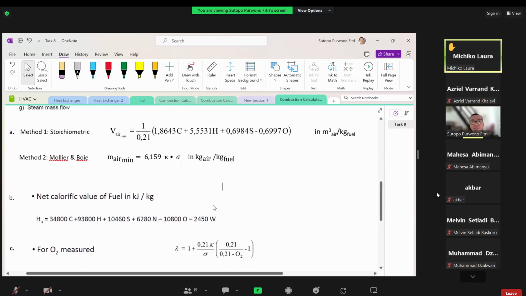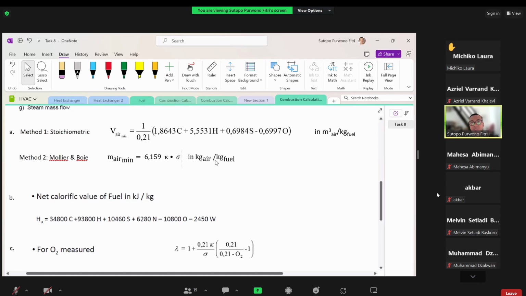Excuse me, sir. May I ask a question? Yes, please. For the Molière-Hennebeau method, for the calculation of kappa, we just input the values of the elementary analysis percentage, sir? Yes. Don't put this one, like 34,800 or 93,800. Just put the percentage.